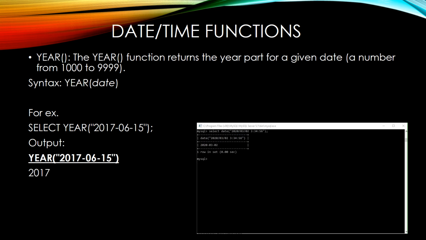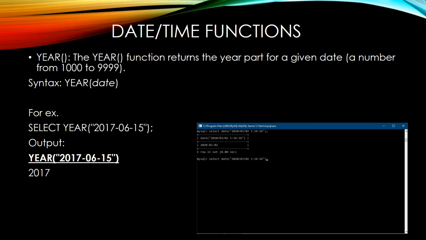Year function. The year function will return the year from the date passed in brackets. I have to use the year function. It will return only the year. Students, you can use these date and time functions on the table also if a date field exists in the table.